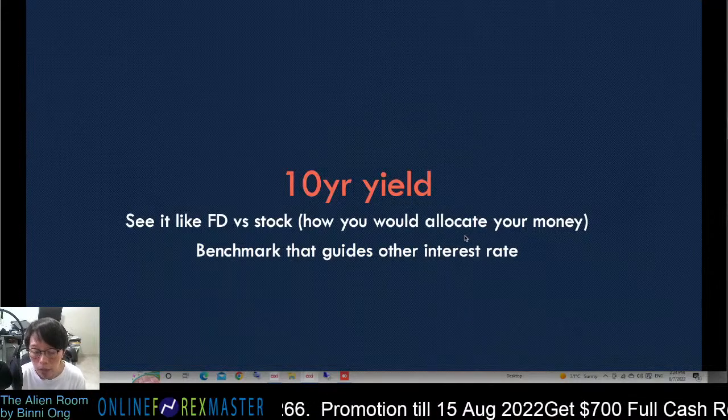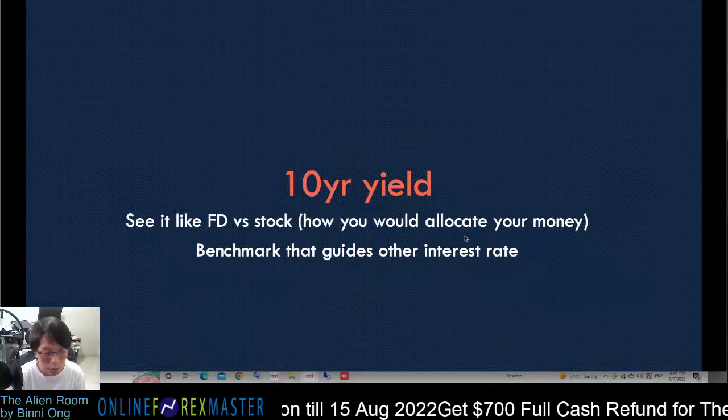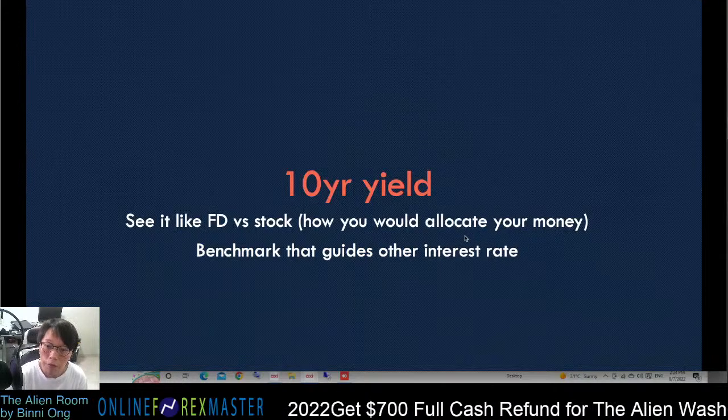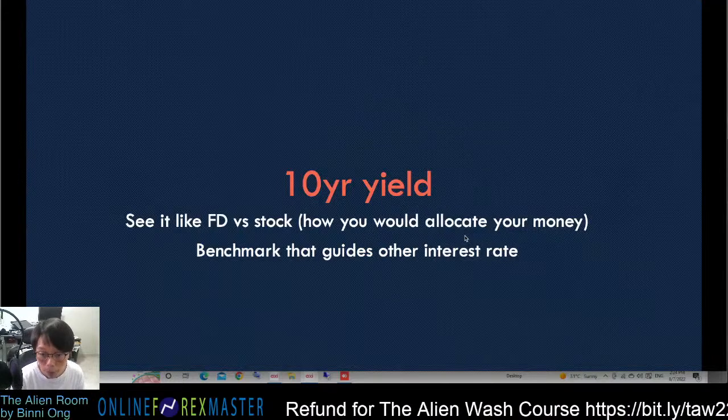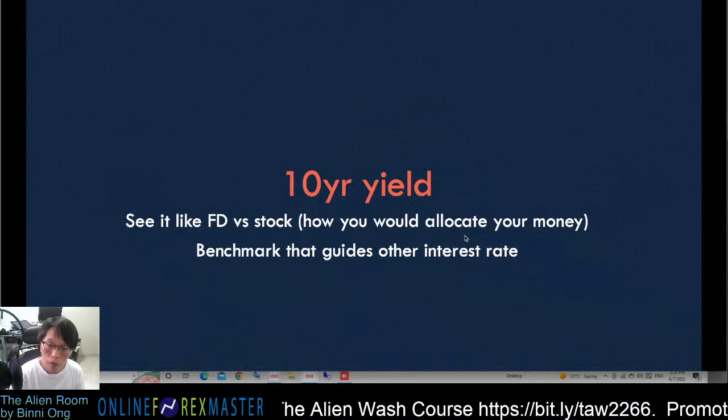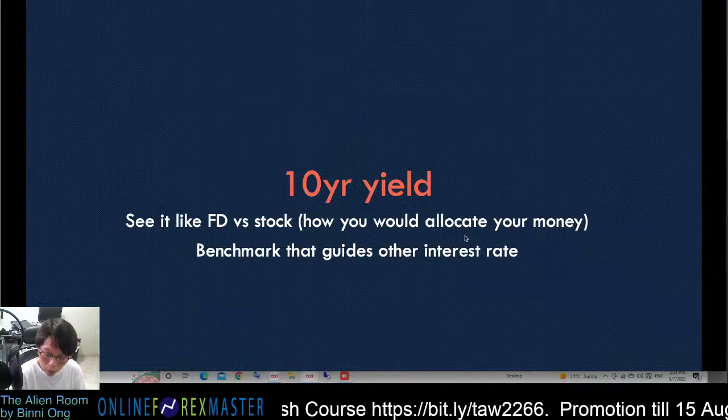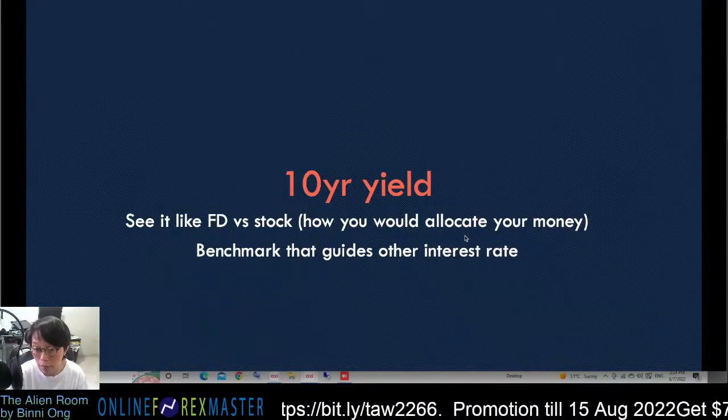Let's say for example, if I'm an investor and I think that in the future the interest rate is going to drop, that means the 10-year U is going to start dropping already, then I would not want to put my money into the 10-year U, because in the future I think that it's going to drop.